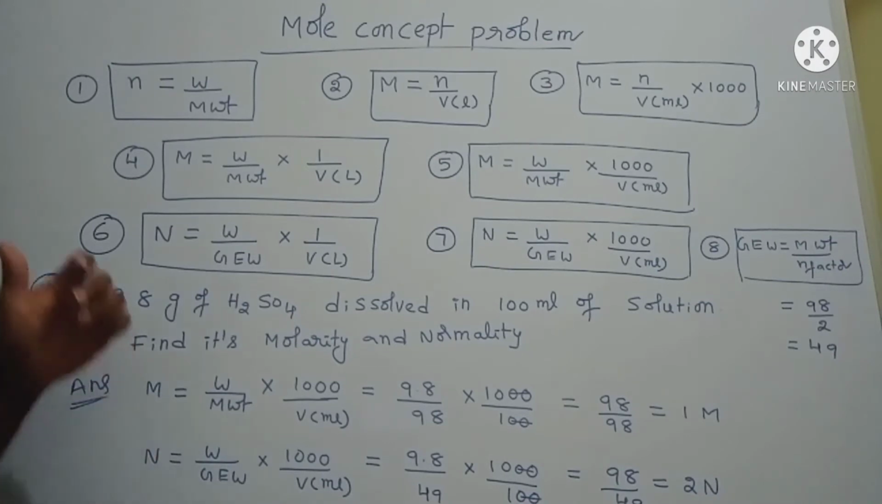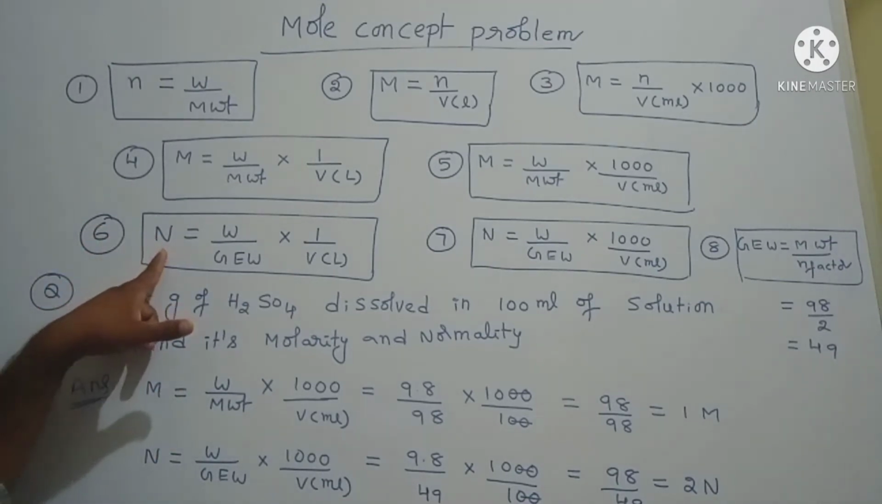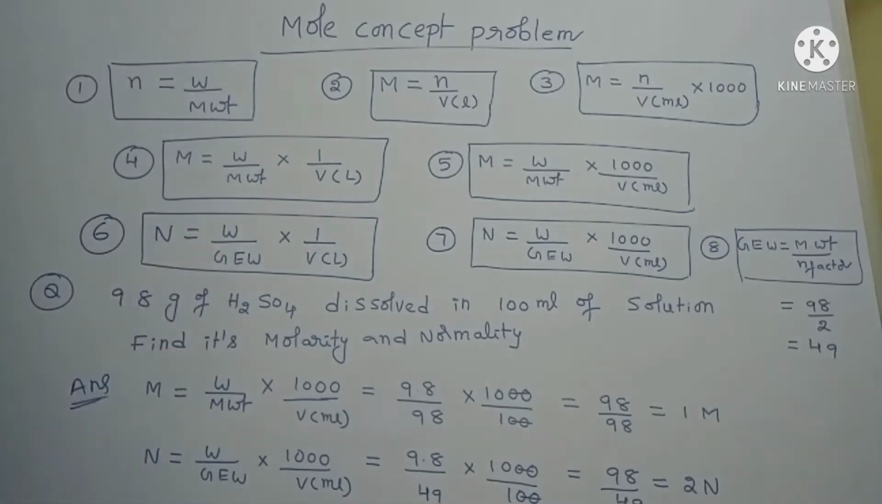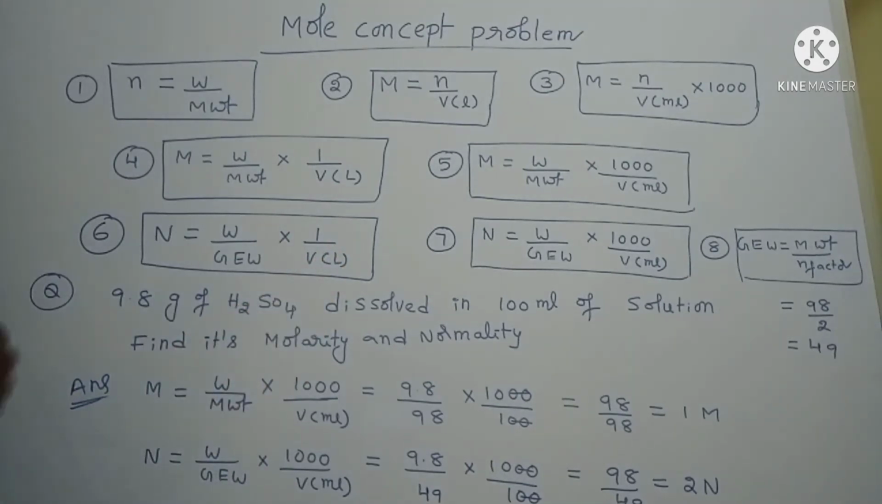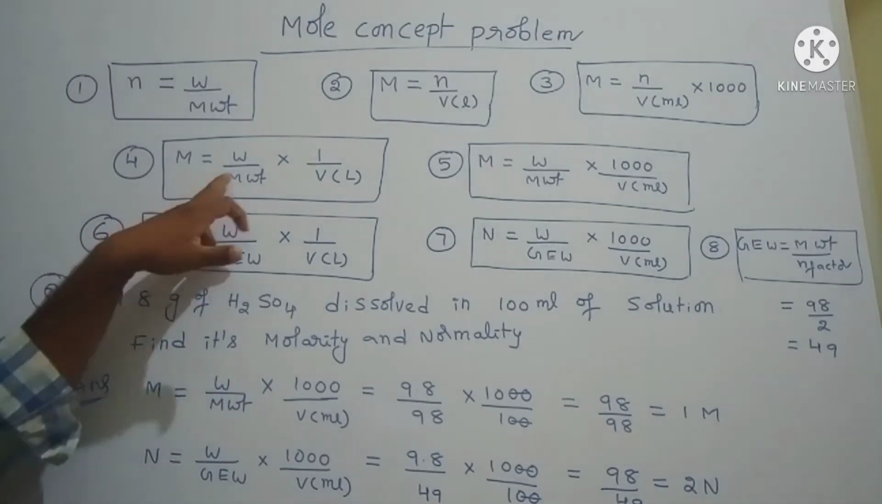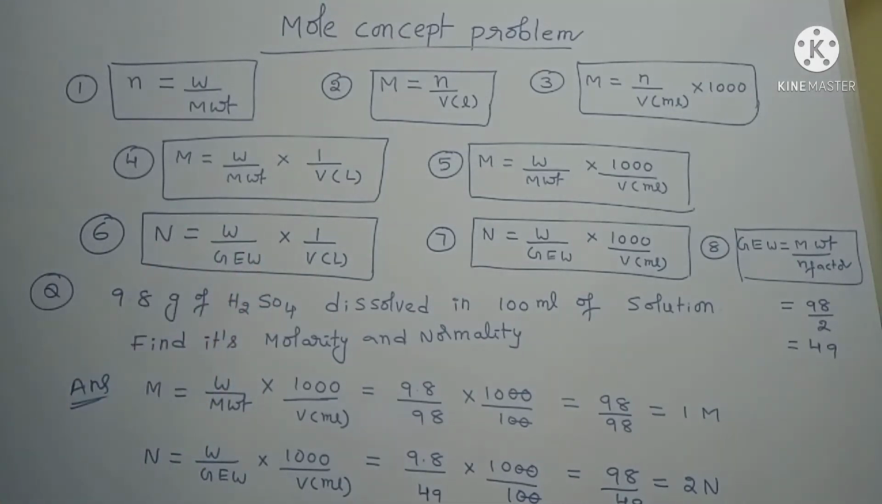Next, normality. Normality is equal to weight by gram equivalent weight into 1 by V in liters. The difference between molarity and normality is that instead of molecular weight, here we use gram equivalent weight.